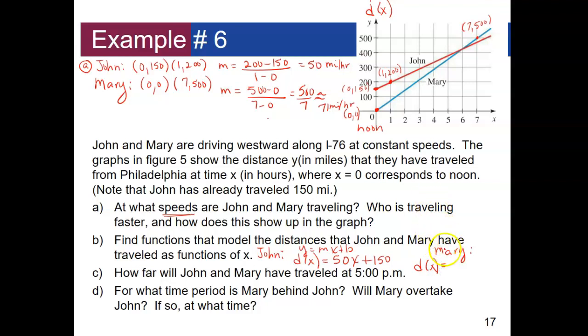Mary's rate of change or slope was 71. So we're going to use 71x, and then her y-intercept was 0. So you could either put plus 0 or you could leave it like it is. So this would be the model for Mary. This would be the model for John.